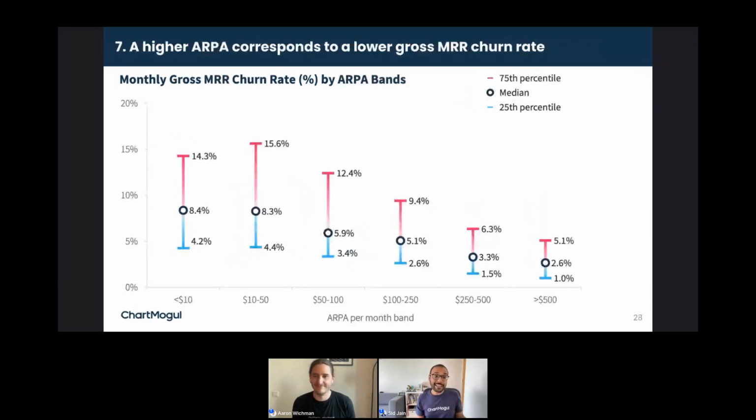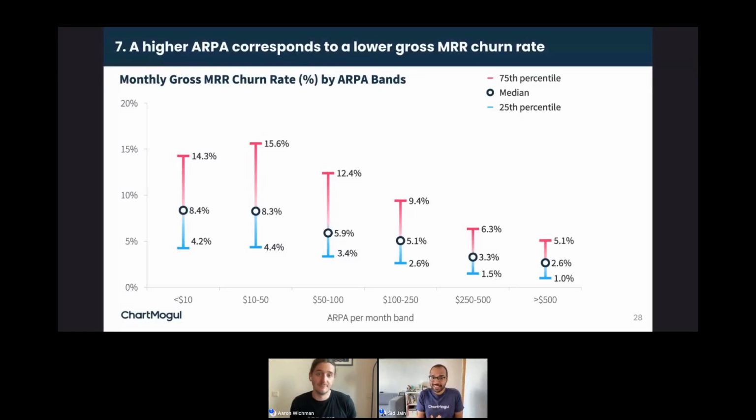So now the next slide shows you the gross MRR churn rate split by ARPA bands. The key takeaway is similar to the other charts that we saw. The higher the ARPA, the lower the gross MRR churn rate. But in this chart, what I wanted to highlight is, look at the pink bars at the top. What you'll notice is that at a higher end of the range, some customers have a churn rate of about 10 to 15%.